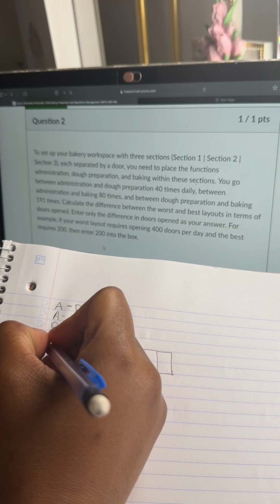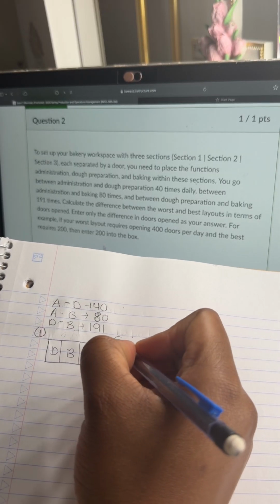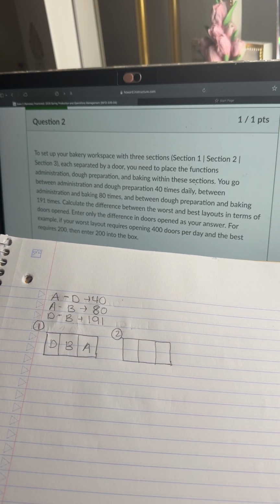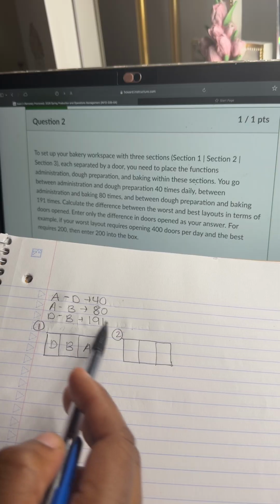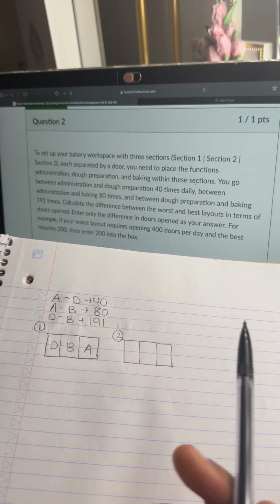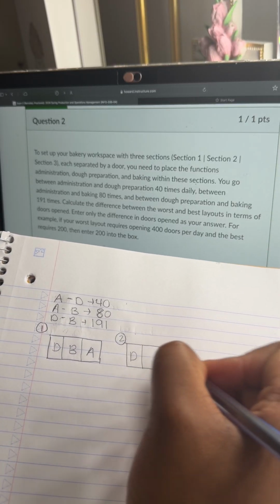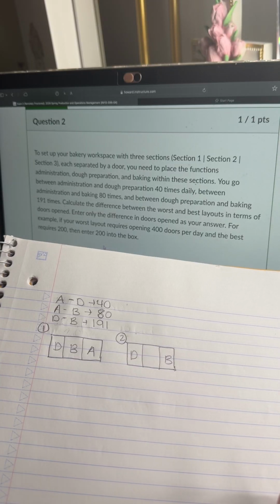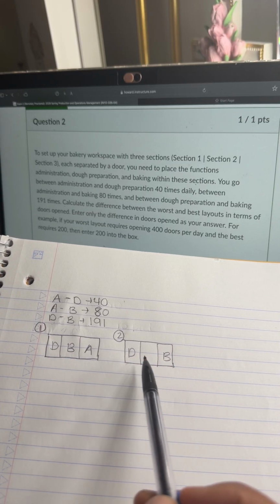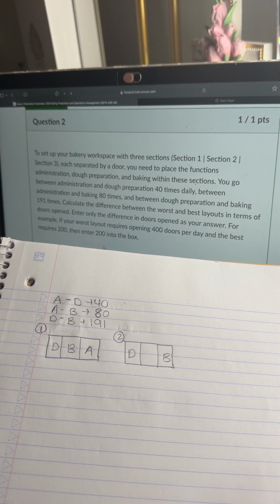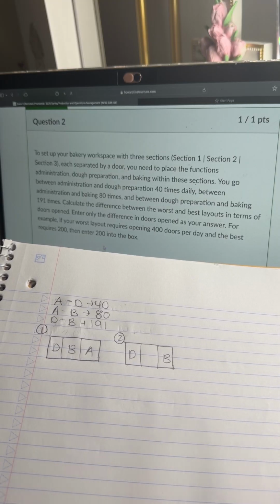So let's put that for layout 1. And then for layout 2, which is the worst possible scenario, you basically separate the 2 that you go to the most. So D would be here and B would be all the way here. Basically meaning it's making it more of a hassle for you to get to the places you go to the most.